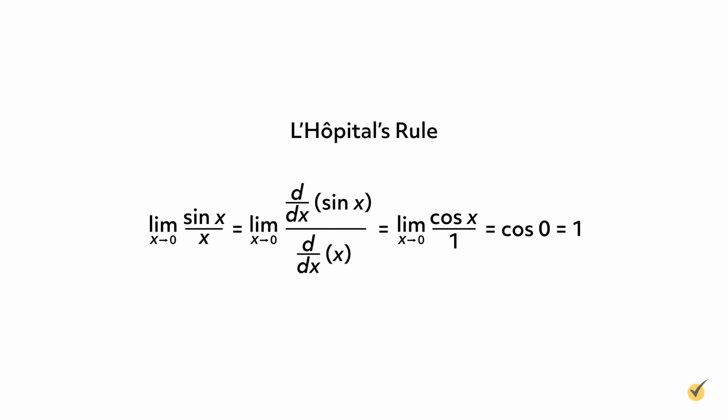The limit as x approaches 0 of sine x over x equals the limit as x approaches 0 of the derivative of sine x over the derivative of x, which equals the limit as x approaches 0 of cosine x over 1, which equals cosine of 0, which equals 1. Another option is to use the squeeze theorem.